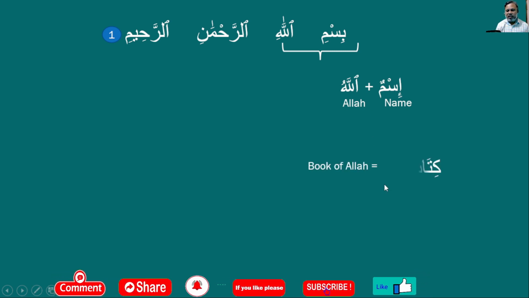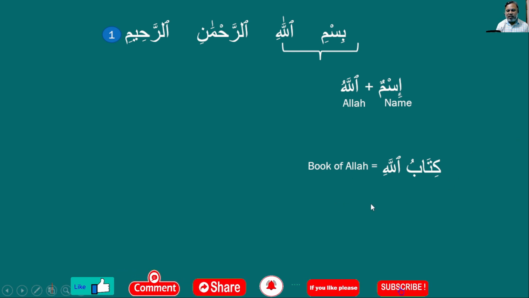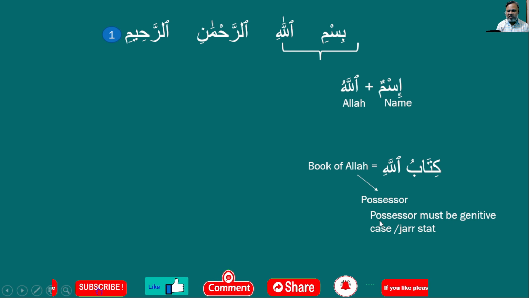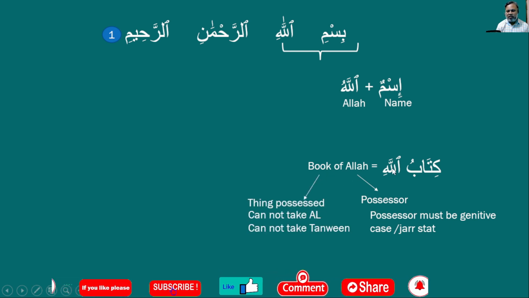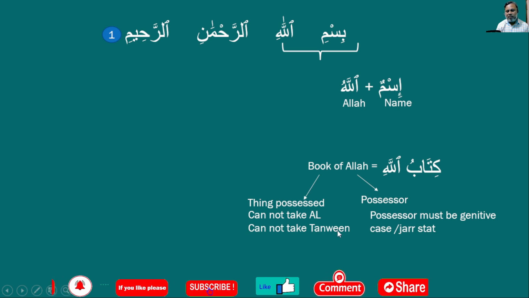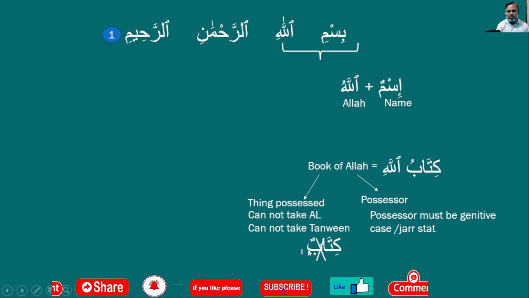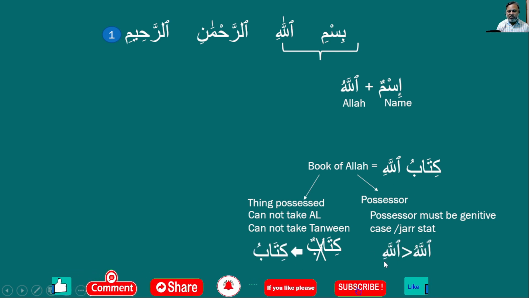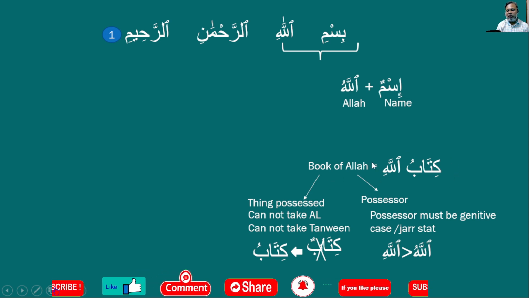Like the book of Allah, it will be Kitabullahi. This is a mudaf ilahi relation. If Allah is the possessor, it must be in the genitive case, and the book is the thing possessed. The book cannot take tanwin and cannot take al, so Kitabun will not be applicable here. It will be Kitabu. And Allahu will not be applicable here. It must be Allahi. So Kitabullahi, the book of Allah.